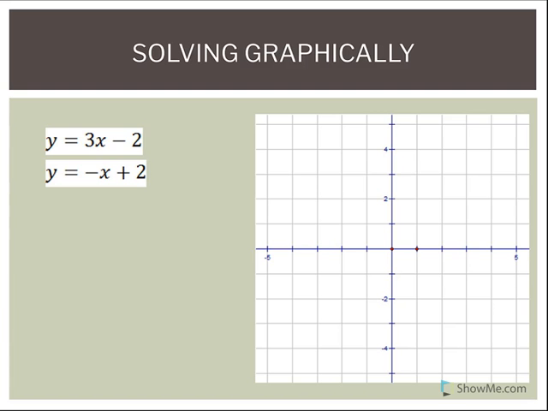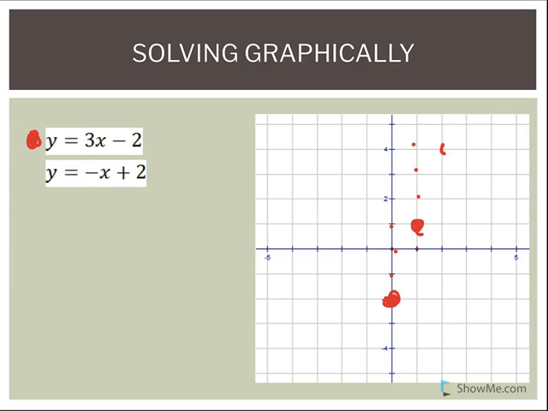All right. So this one right here, we are graphing y equals 3x minus 2 and y equals negative x plus 2. Both of them are easy to graph right now, since they're both in slope-intercept form. So let's graph this one first. If I graph y equals mx plus b, I know negative 2 is my y-intercept, and I have a slope of 3. That means up 1, 2, 3 over 1.